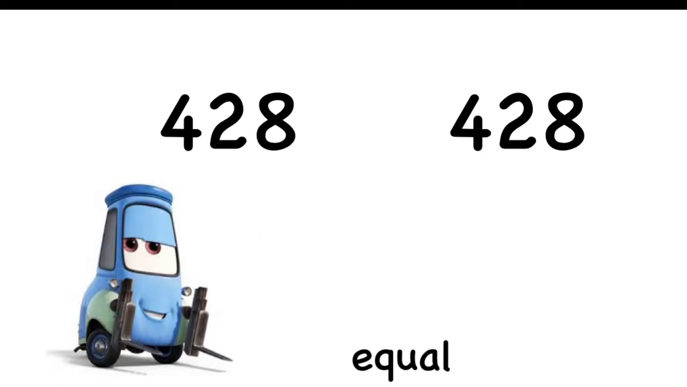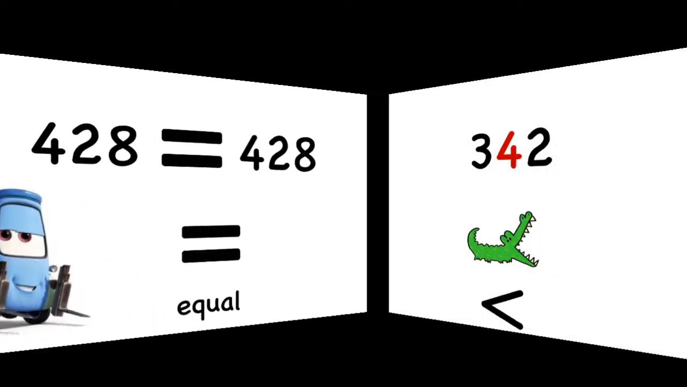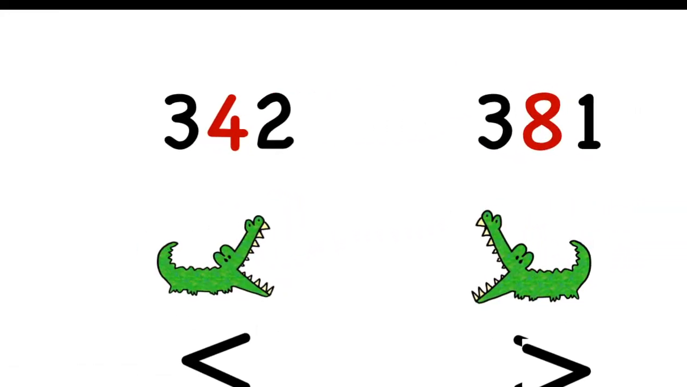Now, what if this happens? If the numbers are the same, you will use this sign, and we call this sign the equal sign. What if the hundreds digits are the same? If the hundreds digits are the same, like here, 300, 300, you will move on to the tens digit. Here, the tens digit is in the middle, 4 and 8. Which one is the greater number, 4 or 8? 8 is the greater number. So, which crocodile will eat it? This crocodile will come and eat it because 381 is the greater number.